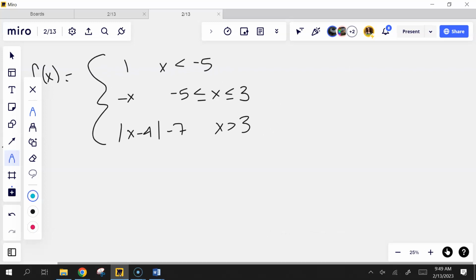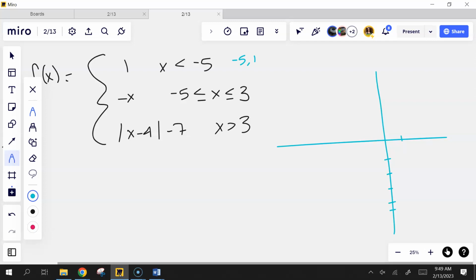So f of x equals 1 is what kind of a graph? What's it look like? It's just a horizontal line. So I start at -5 and I get 1, and then I'm going to continue on in that direction. Let's see. 1, 2, 3, 4, 5.